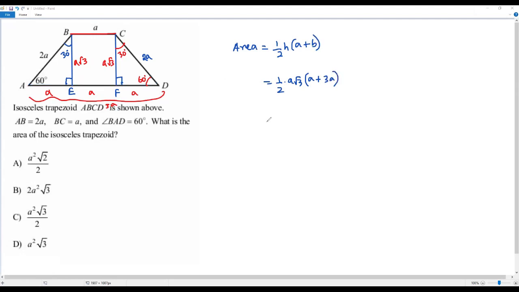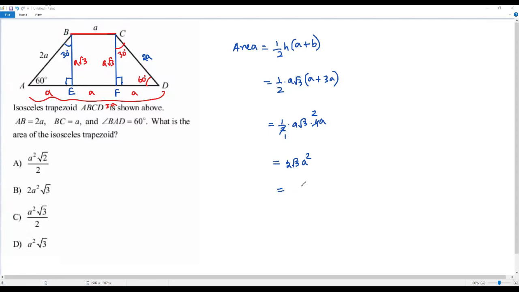Let me plug in: 1 over 2 times a times square root of 3 times the quantity. When I combine this a and 3a, I'm getting 4a. Here 2 goes into 2 one time and 2 goes into 4 two times. Now we can multiply the numbers 1, square root of 3, and 2. When I do so, I'm getting 2 times square root of 3. When I multiply this a and a, I'm getting a squared.